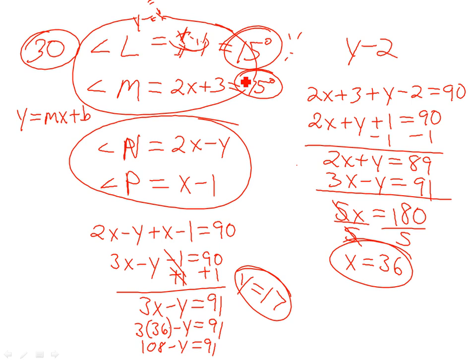N and P, which one's going to be easiest to find? P. What is P? 35. You just subtract 1 from 36, right? Now, I don't want to plug in here because there's 2 variables and that's more work. What do you know about angle N and angle P again? 90. So 35, 35, 90. What do you get? 55.